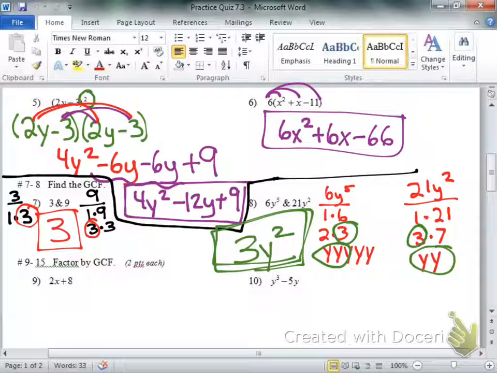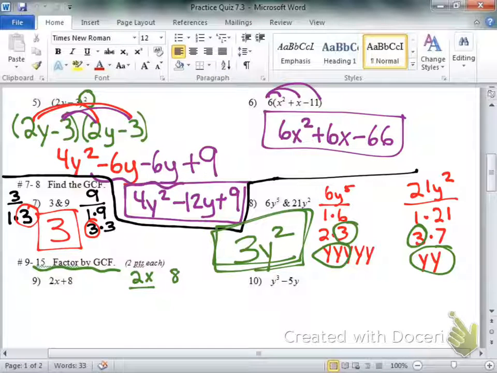Alright, the next one is where we sort of put everything together. We are factoring using the GCF. So when it just says find the GCF, you're done once you find it. But when it says factor the GCF, that's when you go through and do the division at the end. So first we have to find it, then we have to factor it.